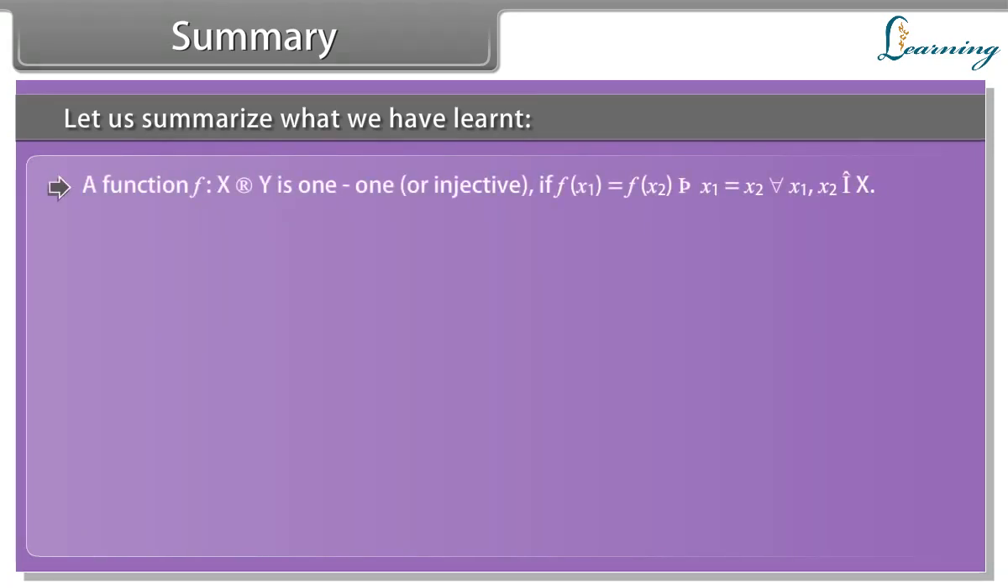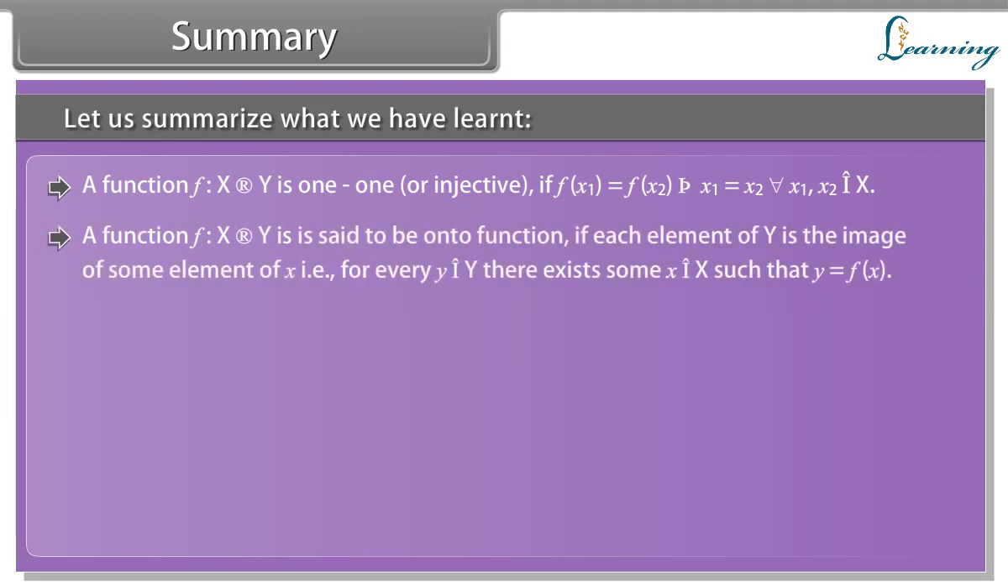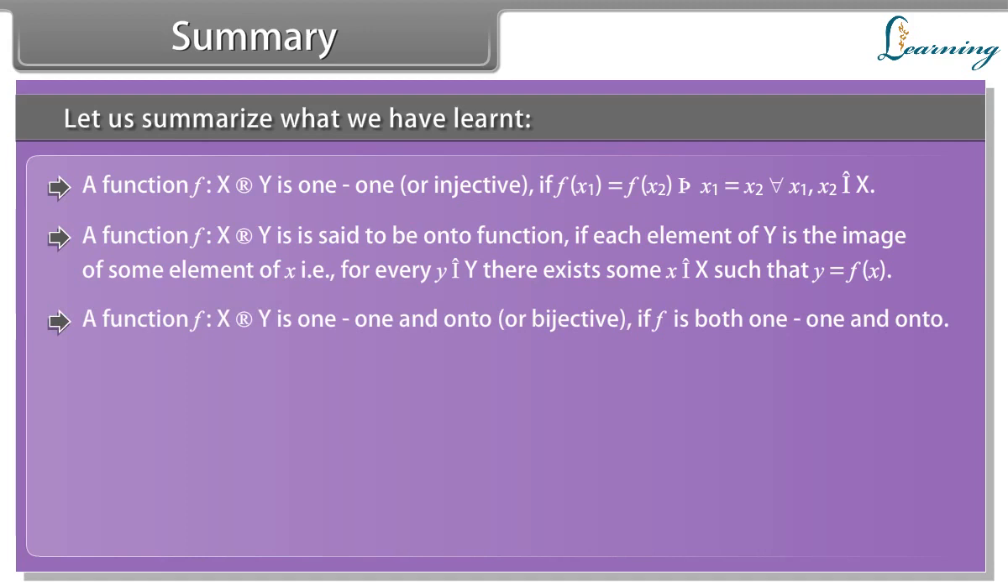A function f from X to Y is 1-1 or injective if f(x1) = f(x2) implies that x1 = x2 for each x1, x2 belongs to X. A function f from X to Y is said to be onto function if each element of Y is the image of some element of X, that is, for every y belongs to Y, there exists some x belongs to X such that y = f(x). A function f from X to Y is 1-1 and onto or bijective if f is both 1-1 and onto.